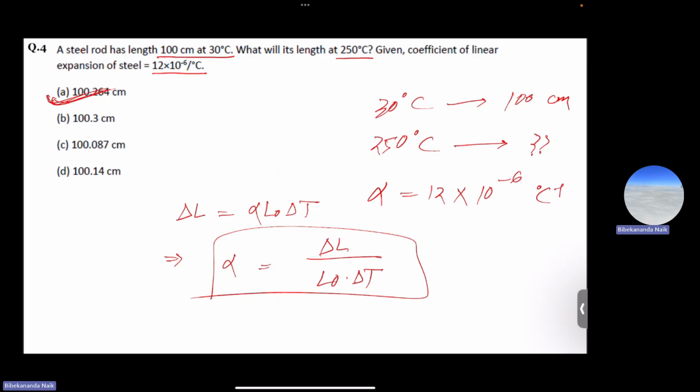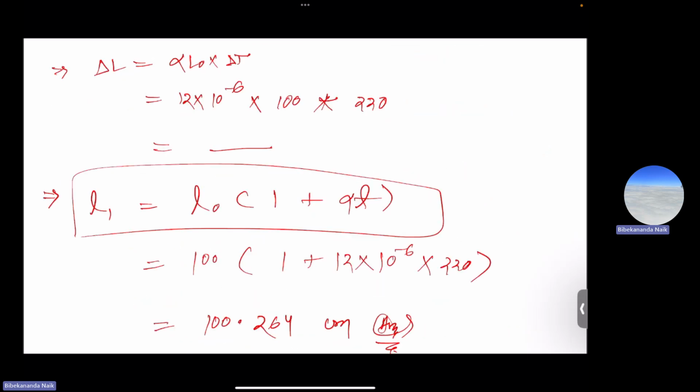So with increasing temperature, the length also increases. The increase in length will depend upon the original length, the coefficient of linear expansion and the temperature difference. With the information given in the question, we calculated and obtained that the new length at 250 degrees Celsius will be 100.264 centimeter. I hope this is clear to everyone. Now we'll move to question number 5.